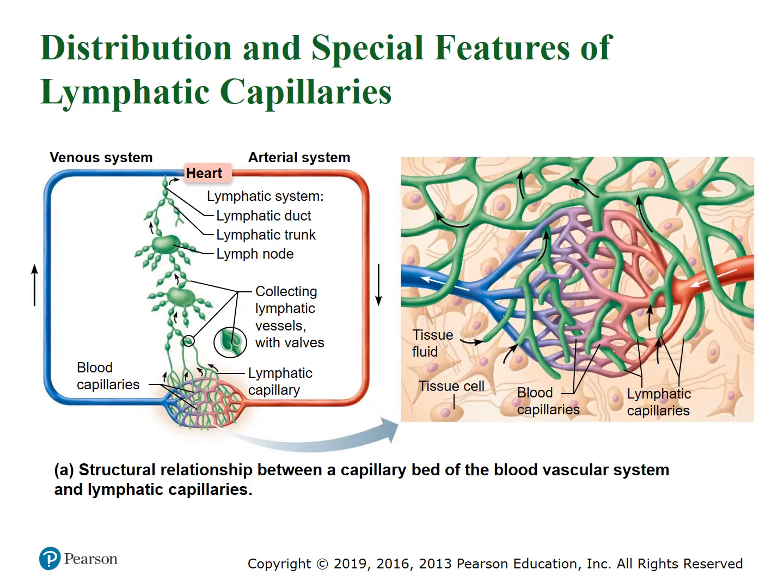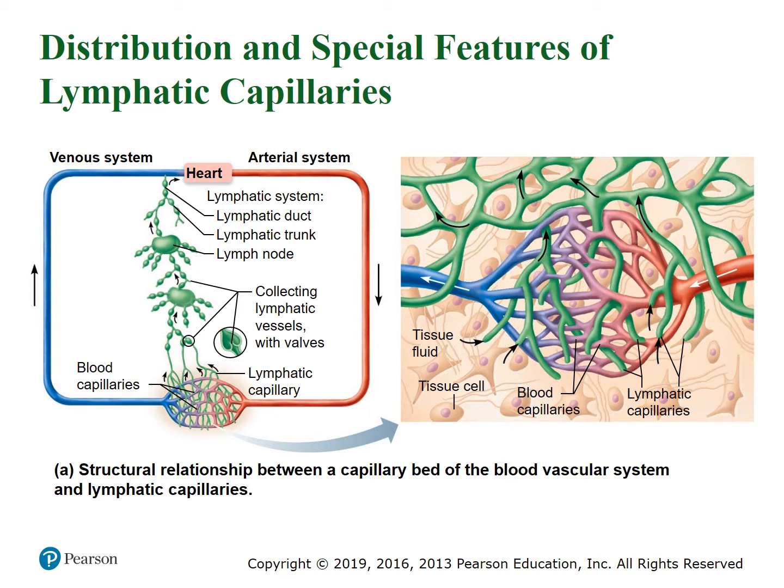The audio on the last slide may have cut out a little bit early. What I had to say there was that unfortunately the lymphatic system can serve as a route for pathogens and cancer cells to reach the rest of the body because of the permeability of the lymphatic capillaries.